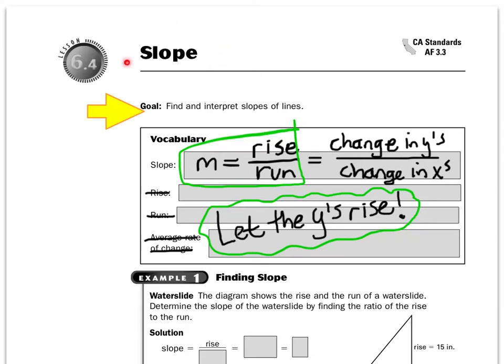Hello, you guys. Let's talk about slope. Slope is really, really cool. Slope tells you how steep the line is. Okay, so let's look at some definitions.